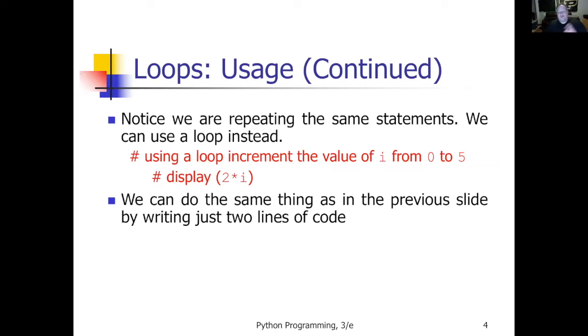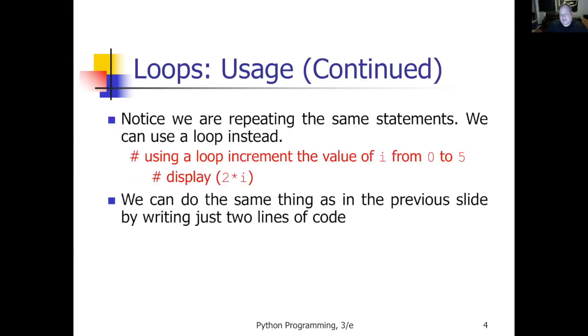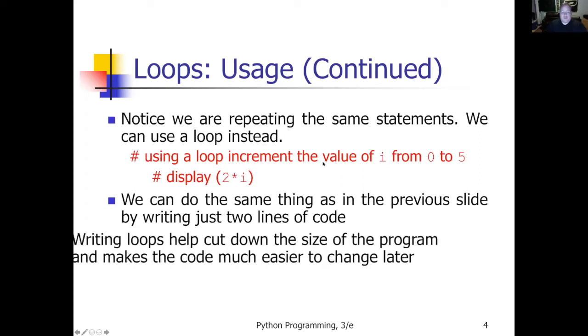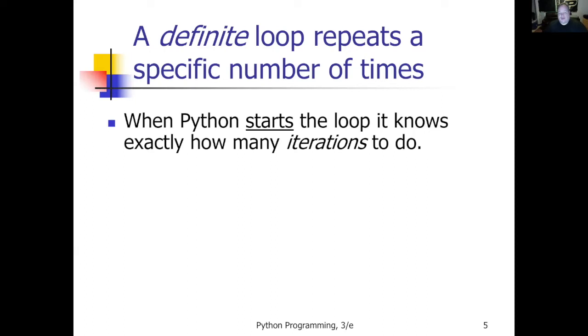But using these 2 lines, we've replaced these 6 lines of 6 different print statements with just these 2 lines. Now, this is pseudocode, so we need to know how to set up the loop to increment the values from 0 to 5. But once we know how to set up the loop, we're good to go. All we have to do is set the loop and display 2 times whatever this variable is as the loop repeats. All right, so it cuts down the size of the program, makes it easier to troubleshoot.